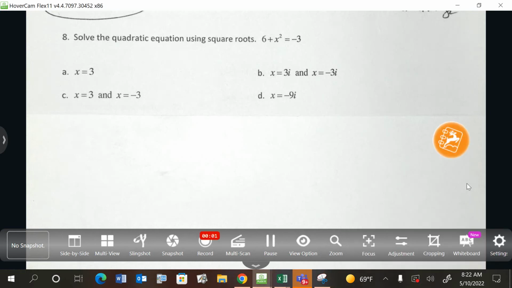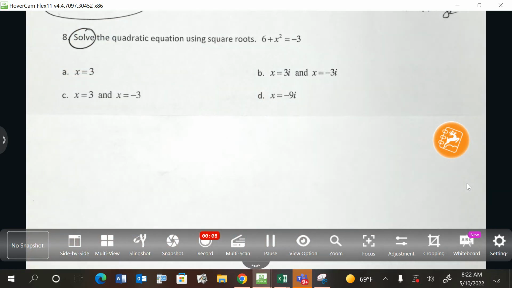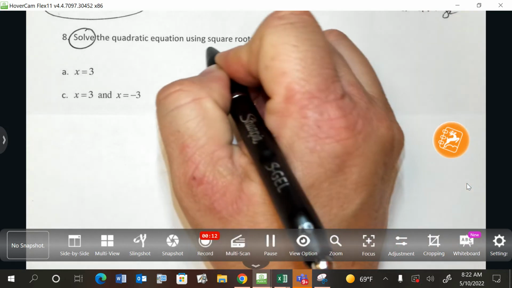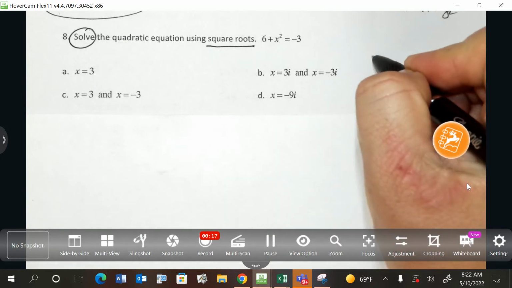Okay, so number 8 says we are going to solve the equation specifically using square roots. So can everybody circle the word solve? That means I want answers like x equals 2, x equals 3, x equals 4, those kind of answers. And I'm going to use the procedure of using square roots. So off to the side, I'm going to write this down.